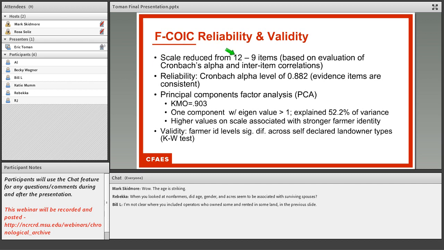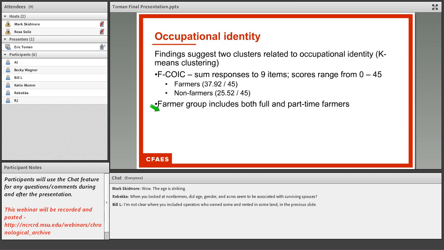We did have to reduce our number of items. I mentioned at the beginning that we had these 6 dimensions and we had multiple items for each. As we went through this process, we ended up reducing that down to 9 items. In doing that, it did show that it was a reliable scale, and ultimately it was effective at identifying and classifying our participants across those, and we did test it across those self-declared landowner types as well. So it did seem to work from that perspective.